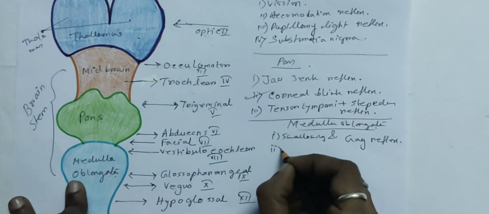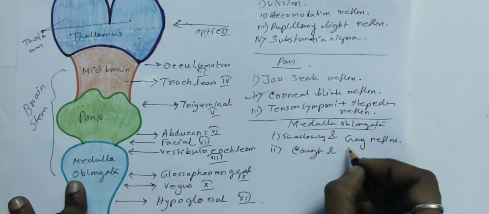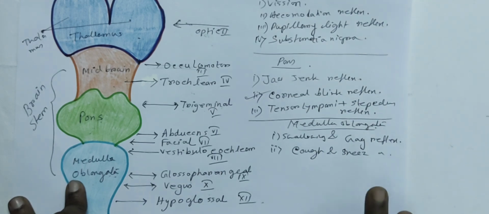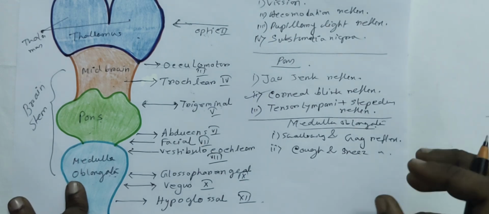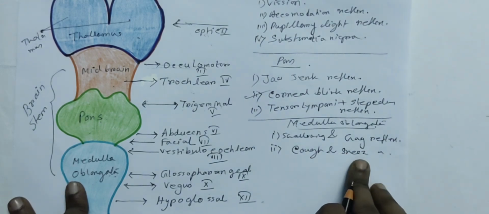Next, there is the cough and sneeze reflex. They also help to clear our respiratory system if any foreign particles or irritants come inside. So this is the cough and sneeze reflex.